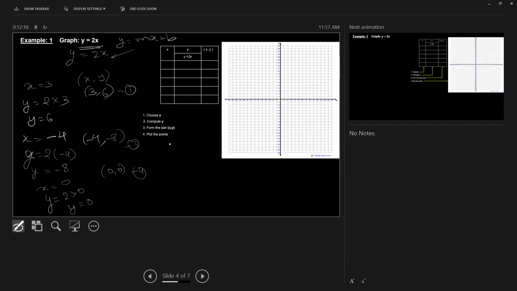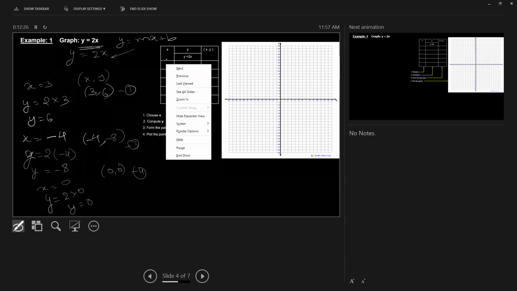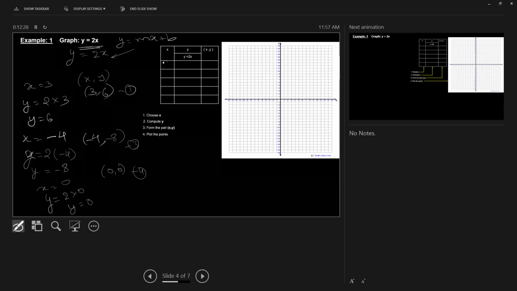Now, x for the first one is 3 and y is 6. For the second ordered pair, minus 4 and minus 8. For the third one, 0 and 0.